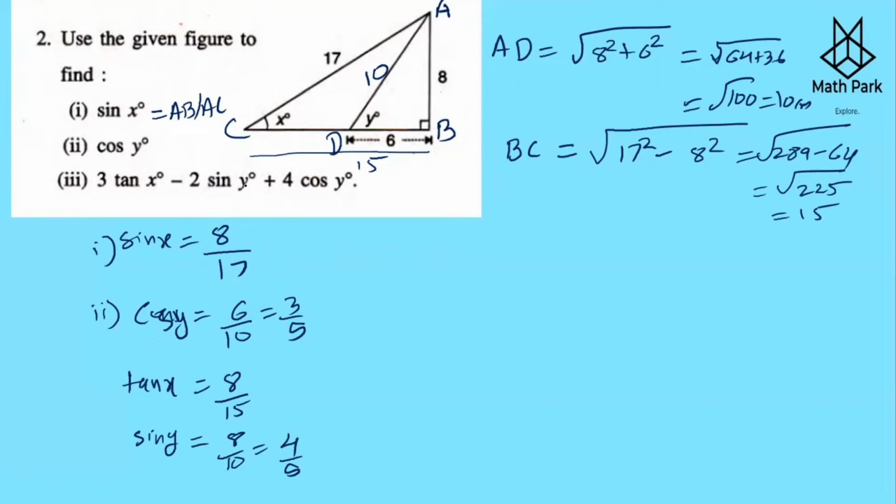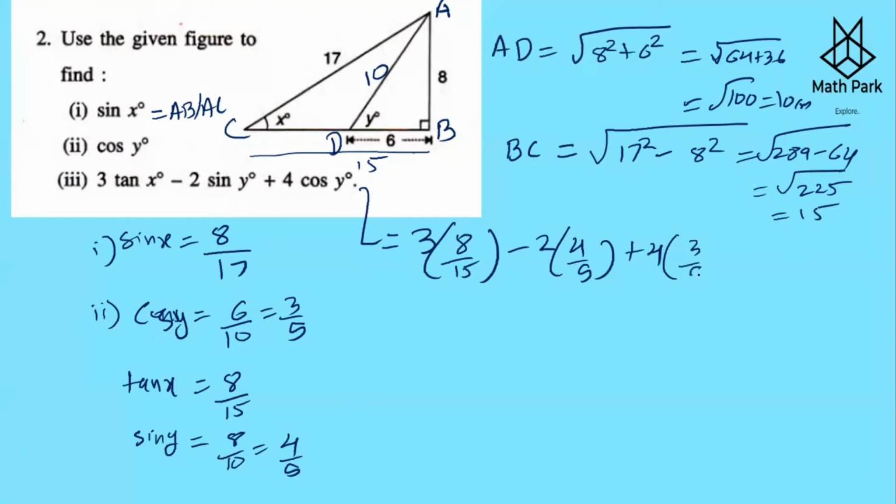Now let us substitute the values over here in this. Let us start with the third part: 3 tan x. So 3 times 8 upon 15 minus 2 sine y. So sine y is 4 by 5, so 2 times 4 by 5 plus 4 cos y. So cos y is 3 by 5. So 4 times 3 by 5.